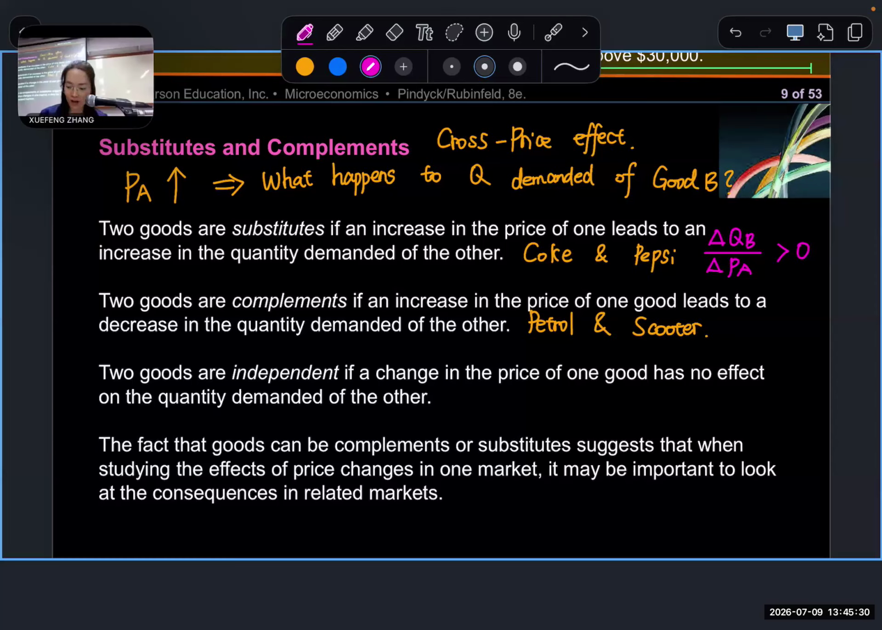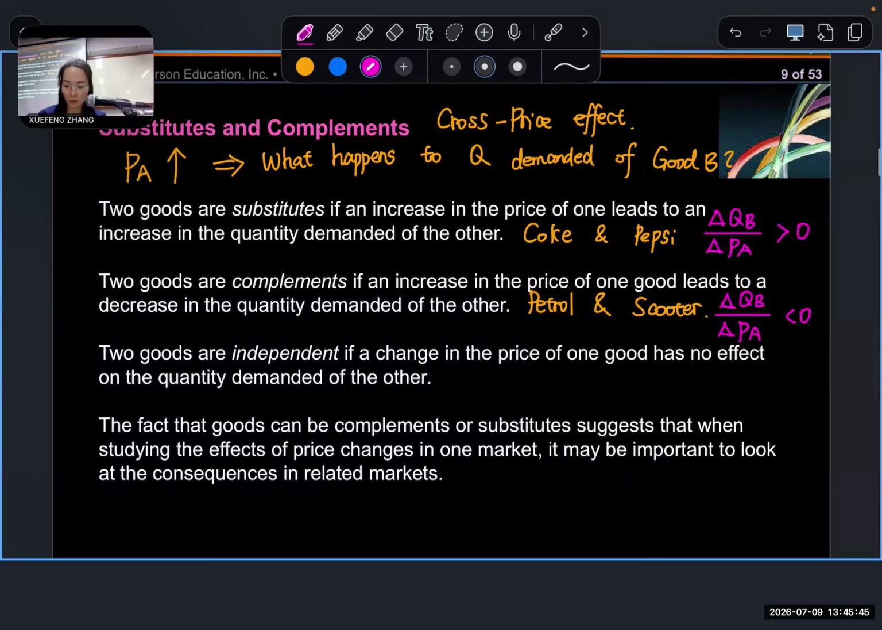The other way around, if the change of quantity demanded of good B over the change of price A is less than zero, they are complements. And if the change of quantity demanded of good B over the change of price A equals zero, we say they are independent.